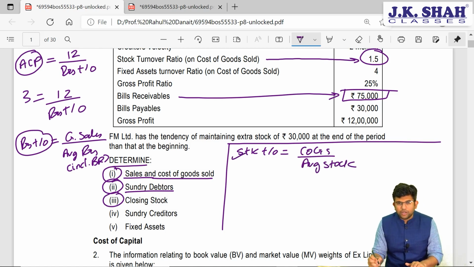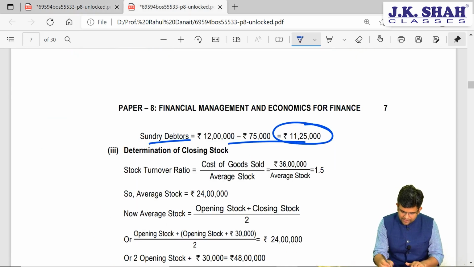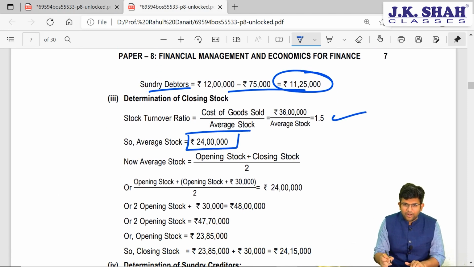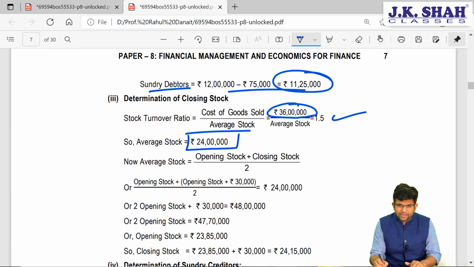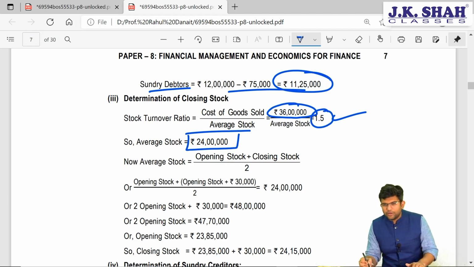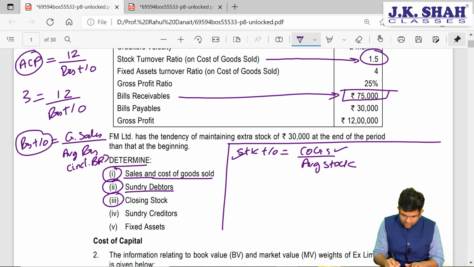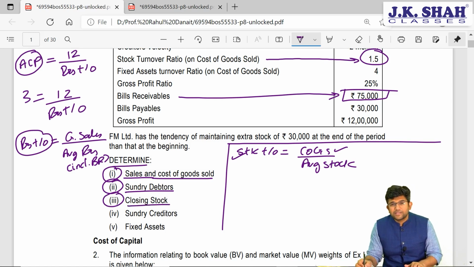Now you have the stock turnover with you, you have the COGS with you. We can easily find out the average stock, correct? We can easily find out the average stock as rupees 24 lakh, correct? Average stock comes to rupees 24 lakh. COGS we had already calculated some time back, and the stock turnover ratio was given to you. We find out the average stock as 24 lakh, but they are not asking you average stock, they are asking you closing stock.